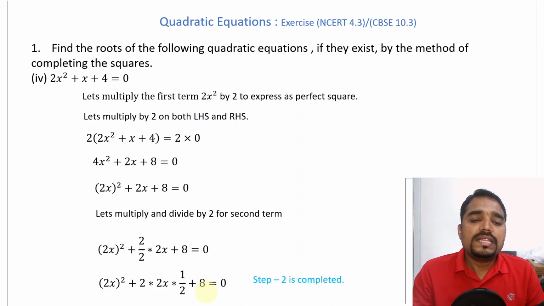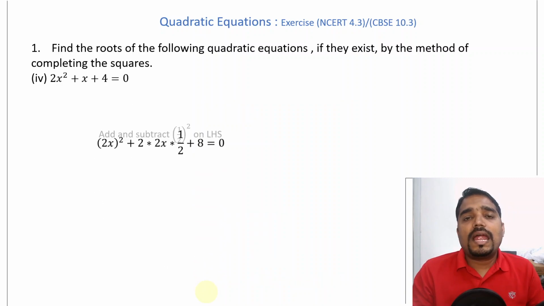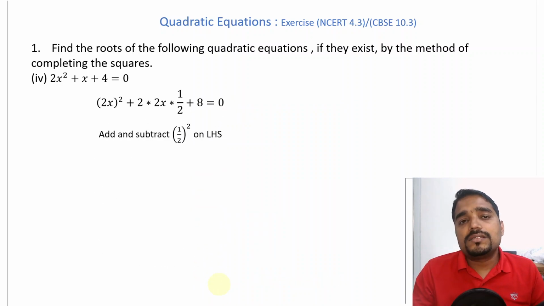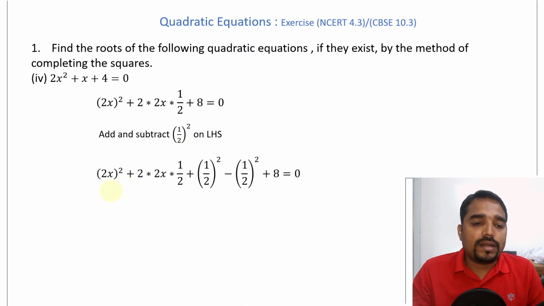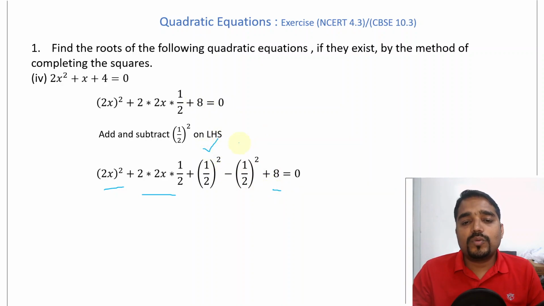Now coming to step number 3, which is to add and subtract b square, that is 1 by 2 whole square. Let us add and subtract on LHS. On adding and subtracting, the remaining terms, that is 2x whole square, and the second term 2 into 2x into half, and also the last term 8 would remain as it is, whereas plus 1 by 2 whole square and minus 1 by 2 whole square would be added and subtracted. Now this completes step number 3.